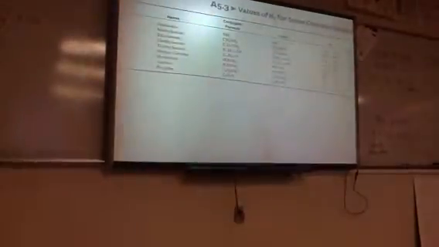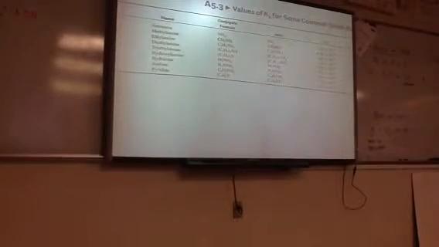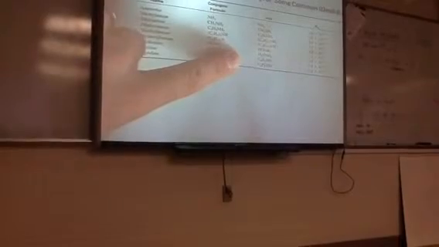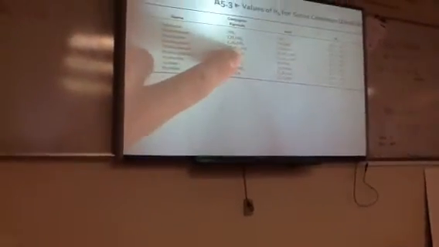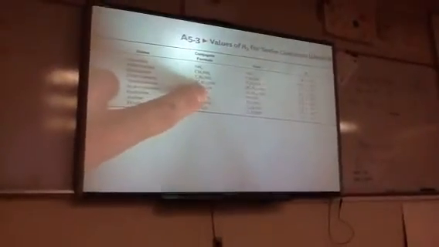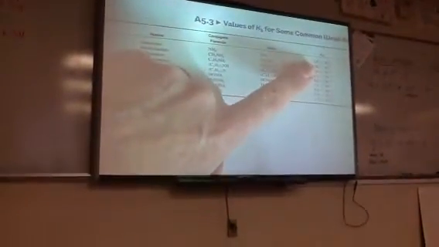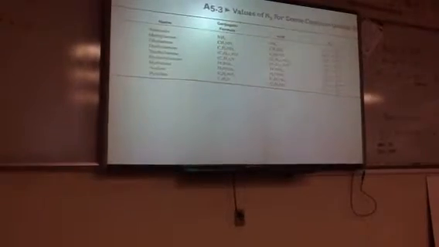You know how we talked about bases? This is the Kb table. So it tells you what the base is. It tells you what the conjugate acid is. I don't think you really need that yet. So the Kb value for ammonia is 1.8 times 10 to the negative 5. Would you take a moment and try this?